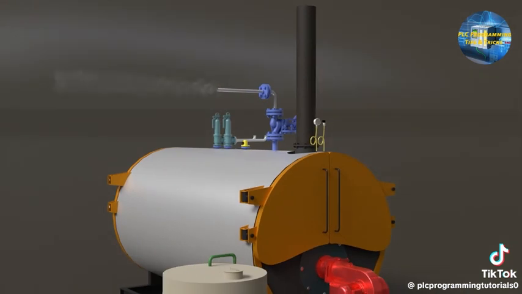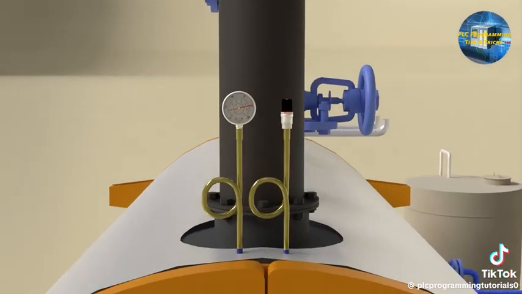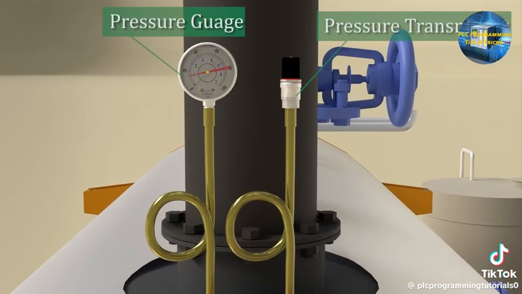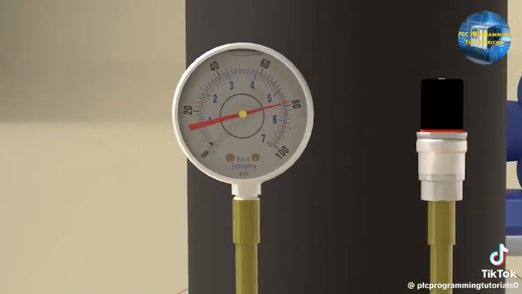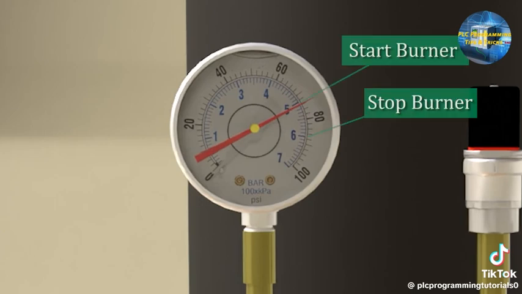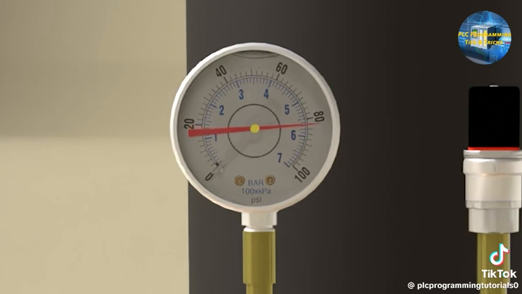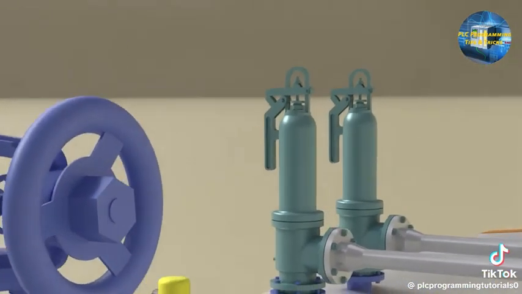Now let us discuss the control system of the boiler. Usually a pressure transmitter is installed on the boiler to monitor the steam pressure. A pressure gauge is also installed as a quick reference for the boiler operator. Now the boiler has a working pressure set point. Once this set point limit is reached, the boiler control system will shut down the burner. When the pressure drops below the lower limit, then the boiler control system will again start the burner to make fire and heat source inside the boiler furnace.